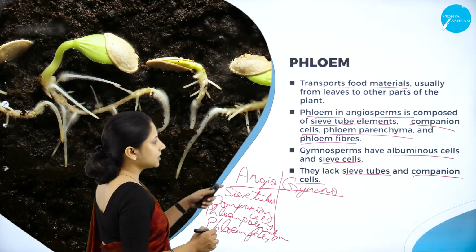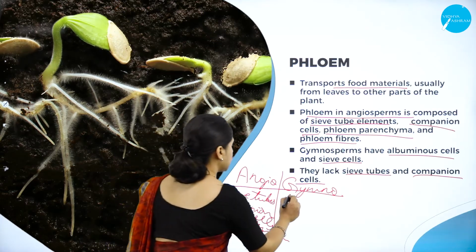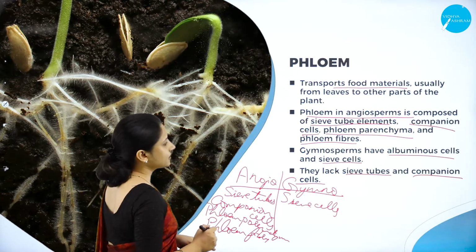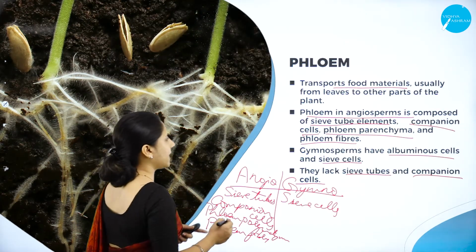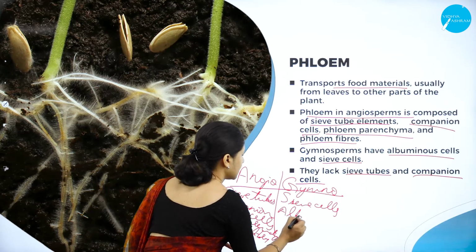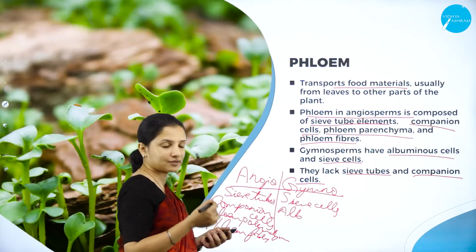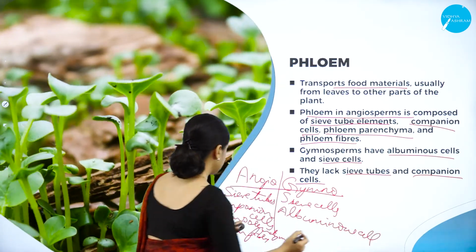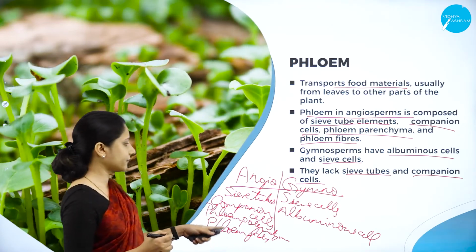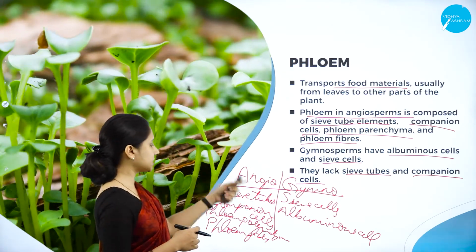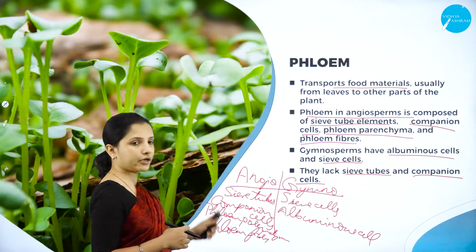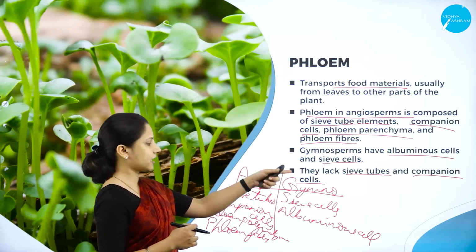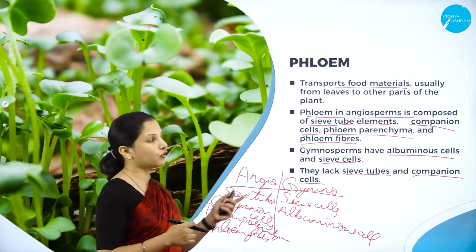In gymnosperms, the sieve tubes are not there. Instead of the sieve tubes, sieve cells are present, and the companion cells are also not there. Instead of companion cells, albuminous cells are present. They have albumin, that is, endospermous cells. And the rest, that is the phloem parenchyma and the phloem fibers, are present. So angiosperms have sieve tubes, companion cells, phloem parenchyma and phloem fiber, whereas the gymnosperms have the sieve cells, the albuminous cells, the phloem parenchyma and the phloem fiber.